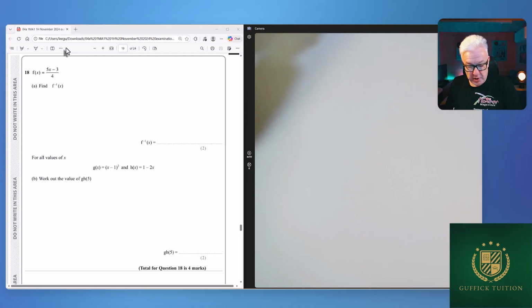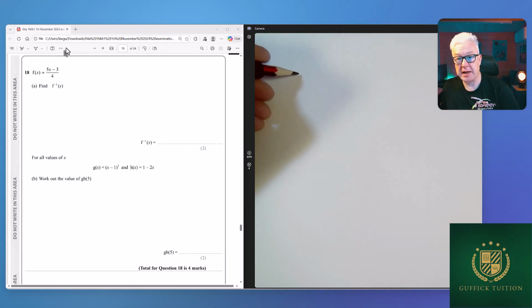Now there's two different approaches that teachers have to this. One is to rearrange it and to make x the subject and then swap over the x and y. The other is to swap the x and y over at the beginning, and I prefer that second approach.